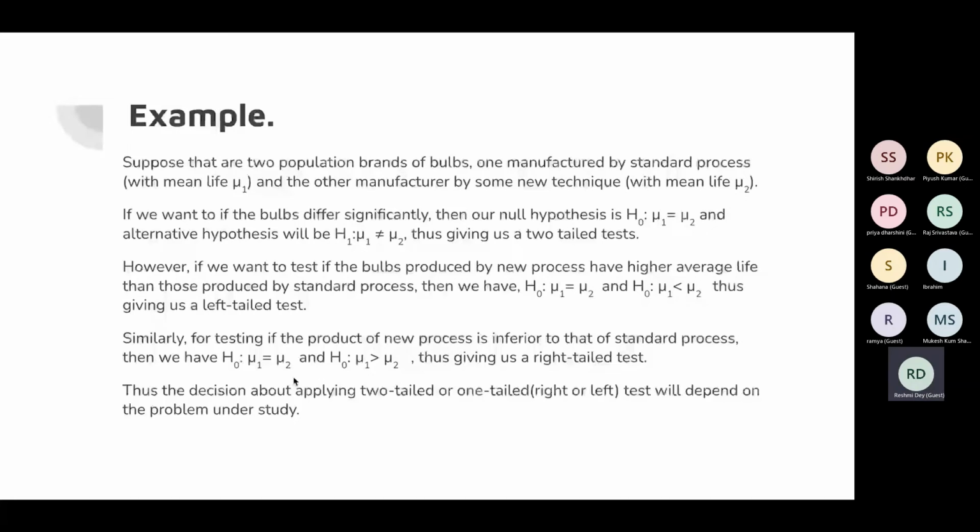And in this third case, if I'm testing that the product of the new process is inferior to that of the standard process, my null hypothesis will be the same again, but my alternative hypothesis will be that mu1 is greater than mu2. I'm saying that my new process is inferior to the standard process, thus giving us a right-tailed test.